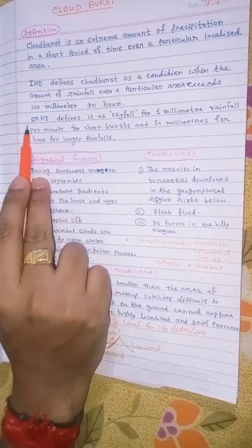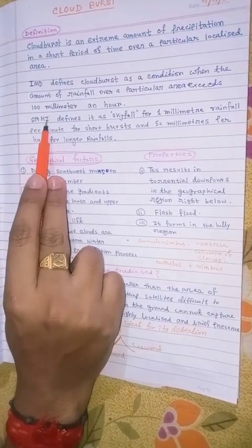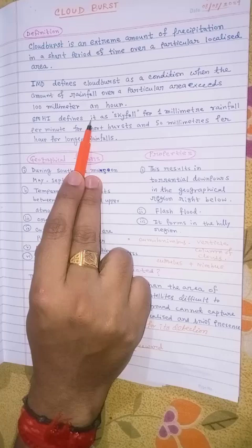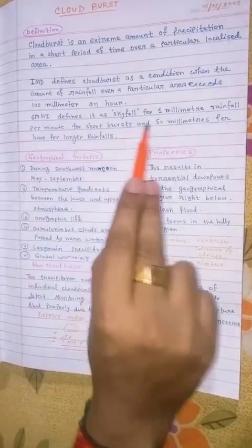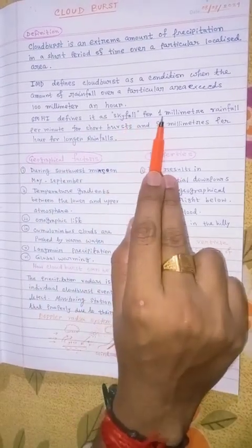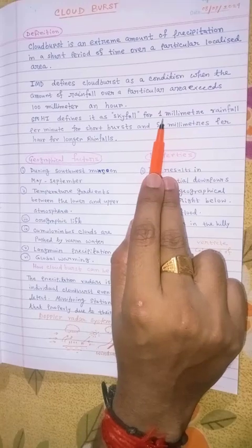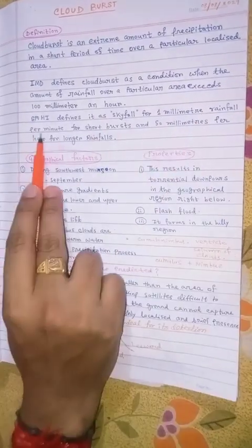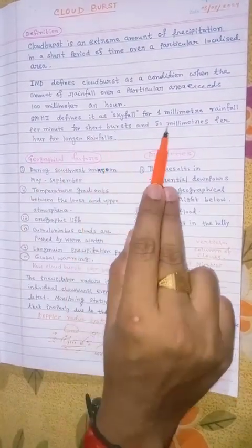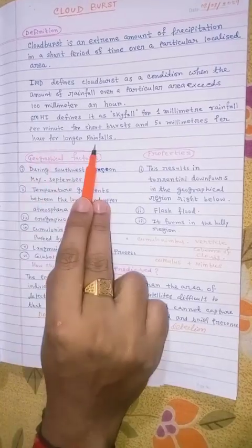SMHI, that is the Swedish Meteorological and Hydrological Institute, defines it as skyfall. And it defines skyfall as when rainfall occurs at 1 mm per minute for short bursts and 50 mm per hour for longer rainfalls.